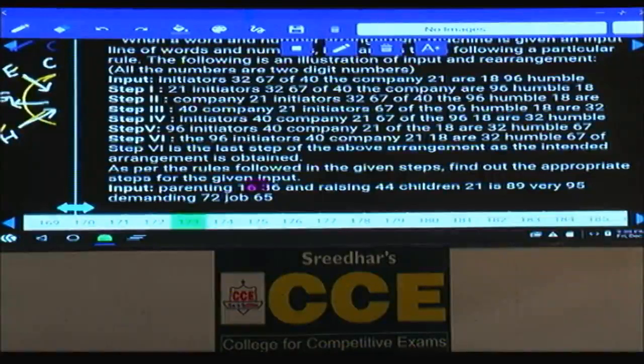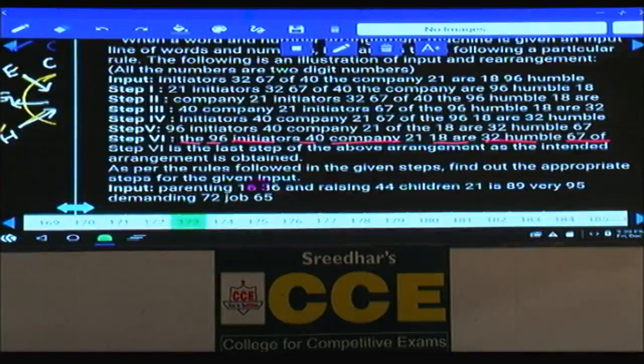Now the 96 is the highest number, and the highest word is arranged alongside it. Highest word and highest number. Next highest word and next highest number are arranged at the last 2 places. After this, the next one, initiator and 40. Next the previous one, next these 2, next these 2, finally these 2. Clear? This is how these words and the numbers were arranged.